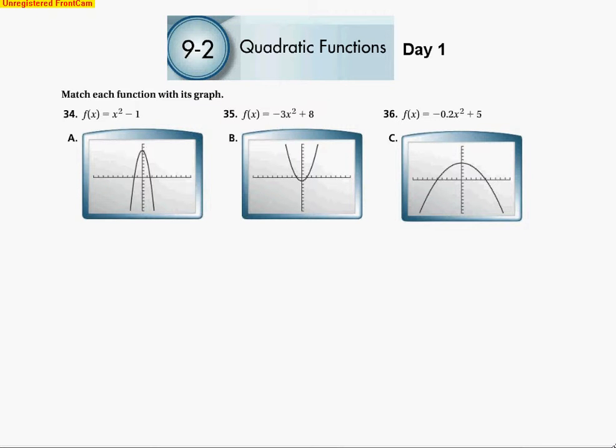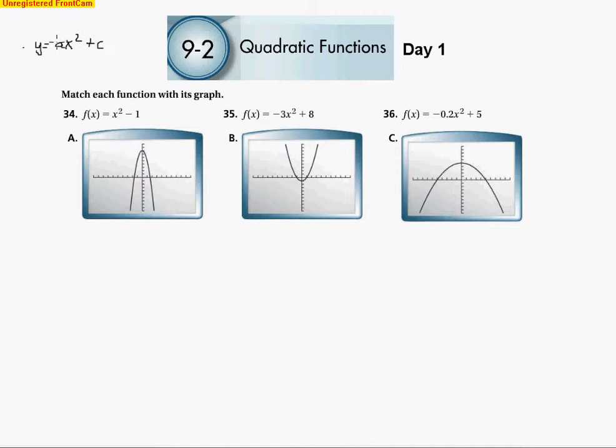This is the lesson for Chapter 9, Section 2, called Quadratic Functions, day number 1. And what we saw in the last section is we had to graph quadratics. And all our quadratics that we graphed were in this form, y equals ax squared plus c, where we had a quadratic with an x, or input, to the second power.